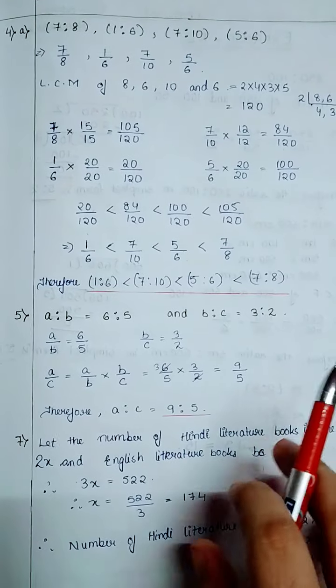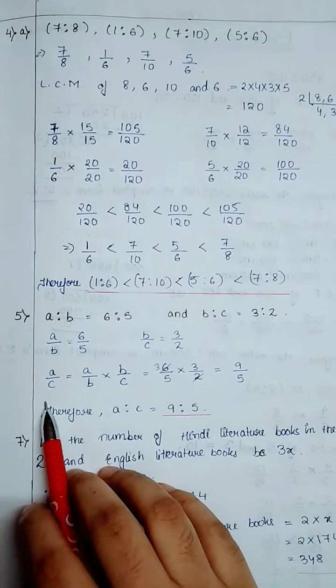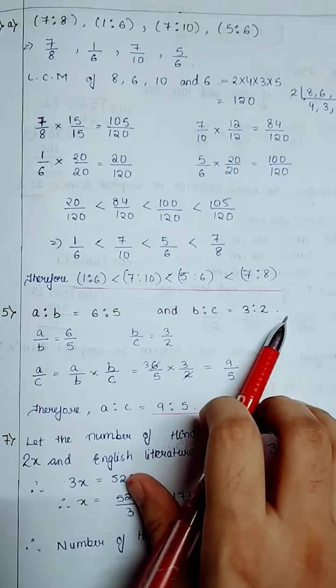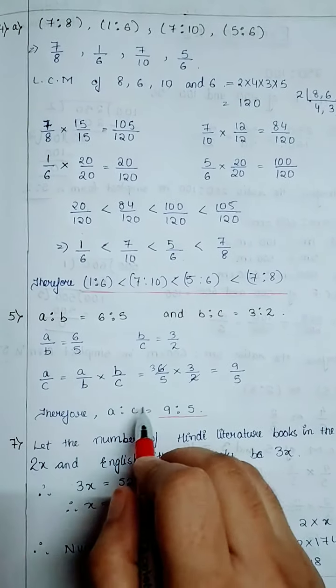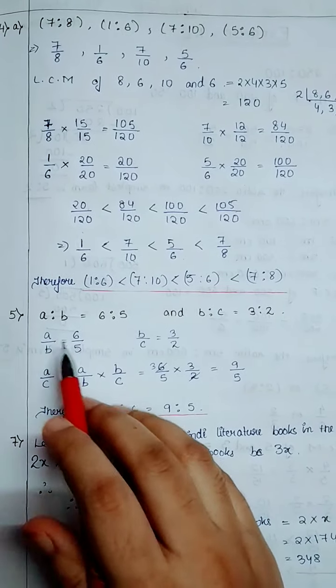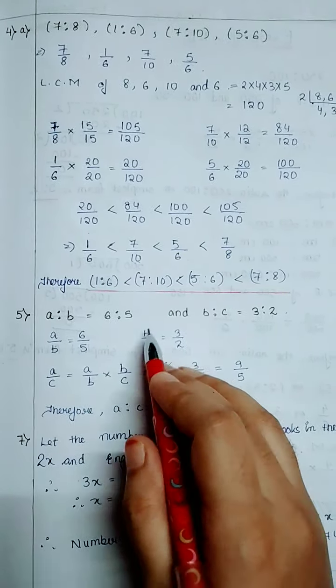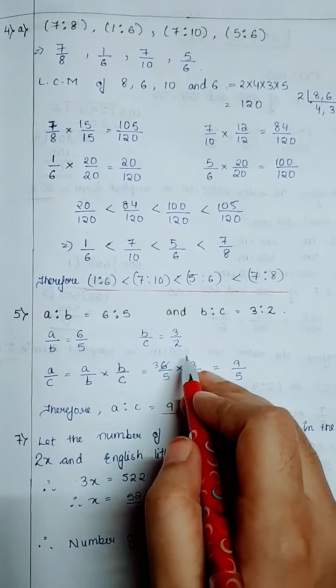Next question is, we have to find the value of A by C when A is to B is 6 is to 5 and B is to C is 3 is to 2. Then we have to find A is to C. So first of all, A is to B, we can write as A by B is equal to 6 by 5, which is given. Now B by C is equal to 3 by 2 is also given.